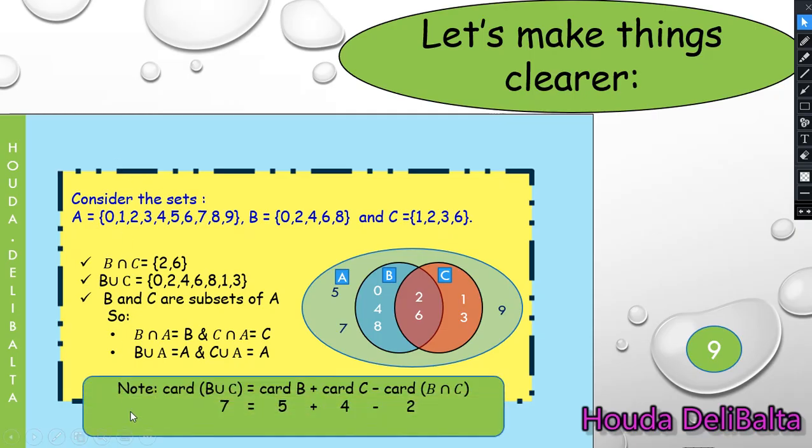Note concerning the cardinal. Notice that the cardinal of B union C, as you see here, is 7. It's definitely equal to the cardinal of B, which is 5, plus the cardinal of C, which is 4, then we get 9, minus the cardinal of the intersection between B and C, which is 2. And this is a rule as well. So cardinal of B union C is going to be equal to cardinal of B plus cardinal of C minus the cardinal of the intersection set.